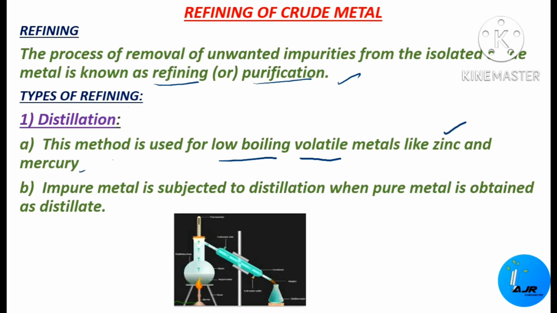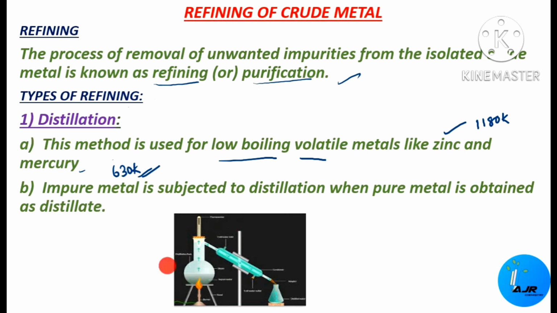For zinc, the temperature is 1180 Kelvin. For mercury, it is 630 Kelvin. So at this temperature, these metals will be getting vaporized when they are heated. So what happens in this methodology?